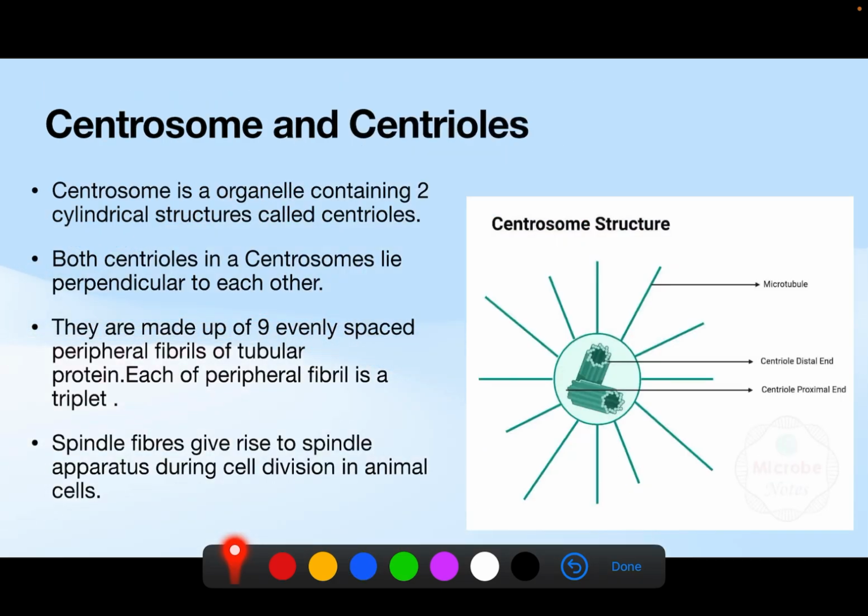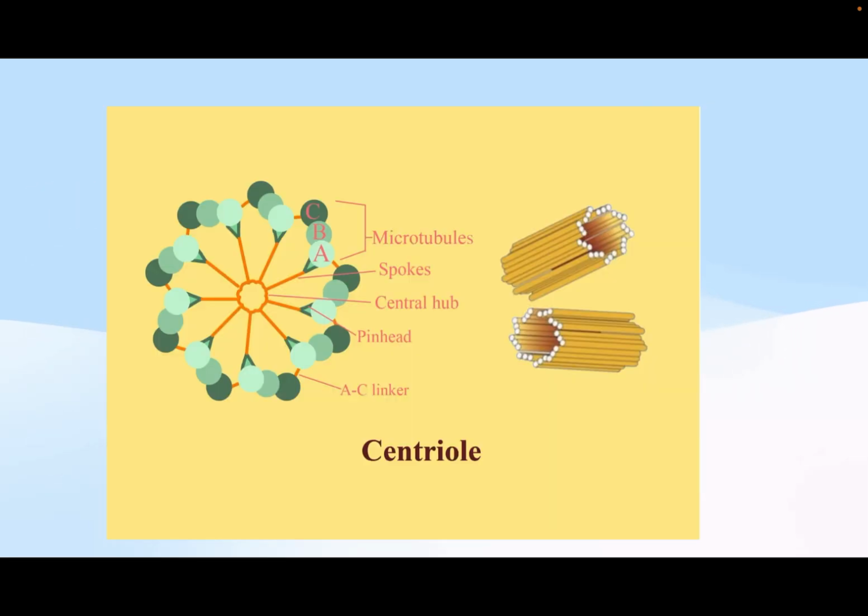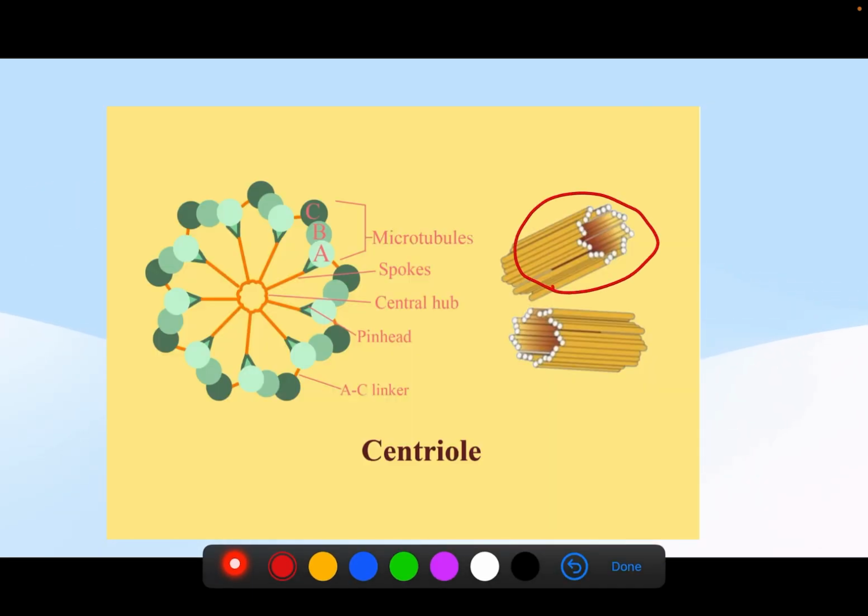At last, we have centrosomes and centrioles. Now, a centrosome is an organelle containing 2 cylindrical structures called centrioles. Now, both centrioles lie parallel to each other. They are made up of 9 evenly placed peripheral fibers of tubular protein. Each peripheral fiber is a triplet. So see here, this is a centriole and both centrioles are at an angle of 90 degrees to each other.